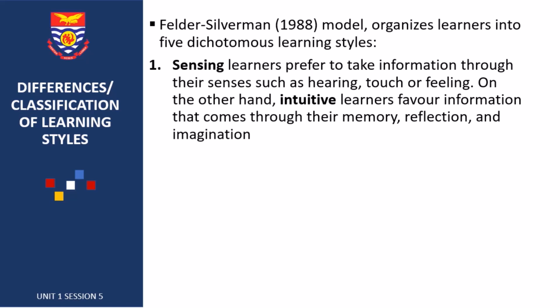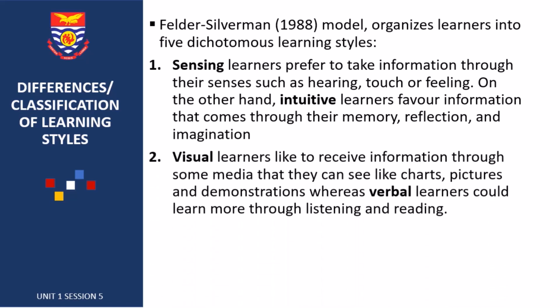Sensing learners prefer to take information through their senses, such as hearing, touch, or feeling. So these learners will learn best, or will be very good at learning by touching or feeling. On the other hand, intuitive learners will learn best through their memory, reflection, and imagination. So such learners may not be very good at hearing or learning through touching.